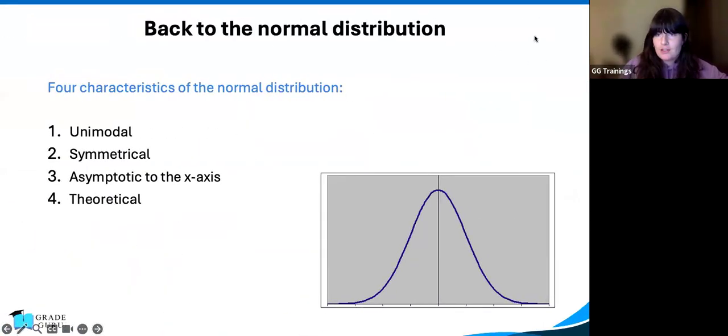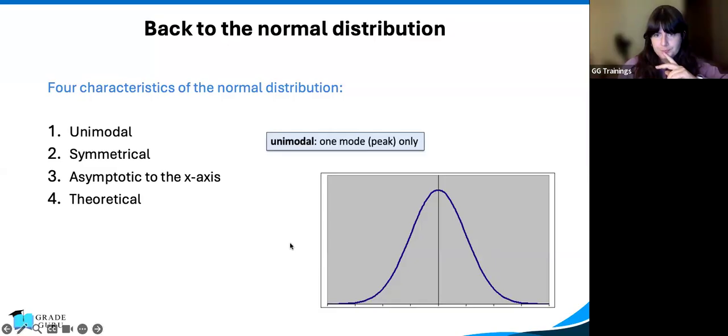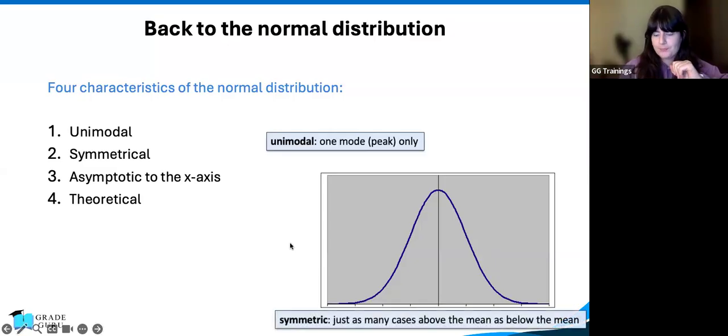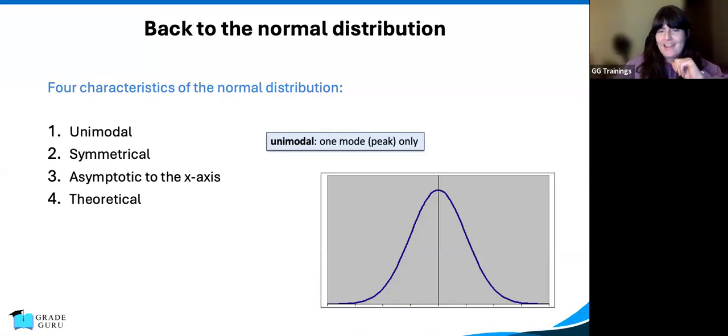Okay, starting with the normal distribution. There are 4 characteristics of our normal distribution. One is that it is unimodal. Uni means one mode. We know what the mode is. One mode, one peak. It only goes up once.